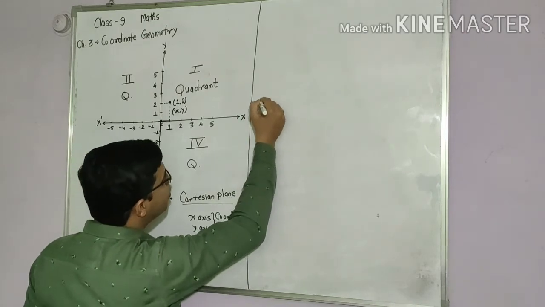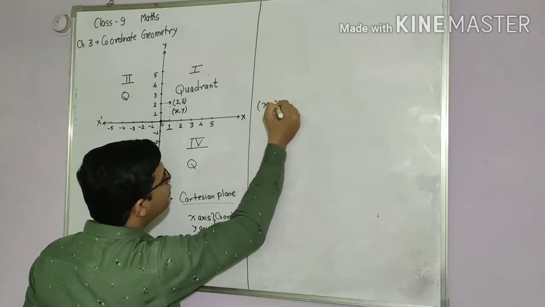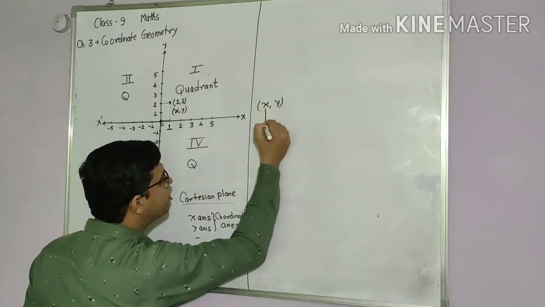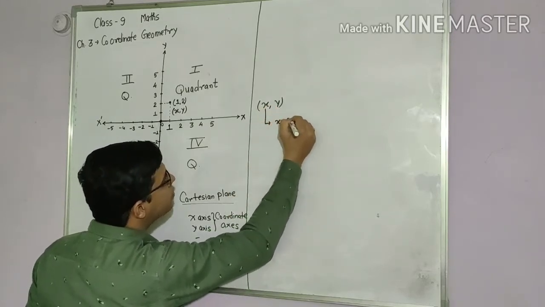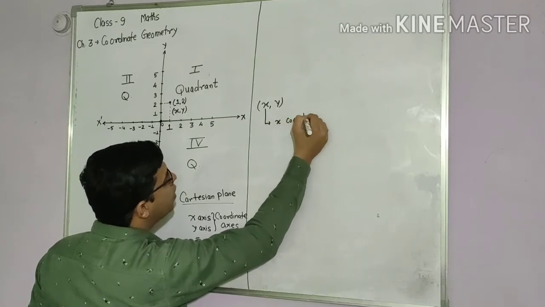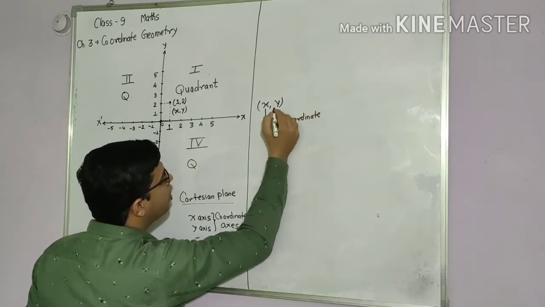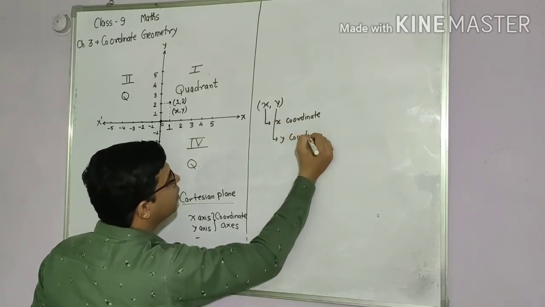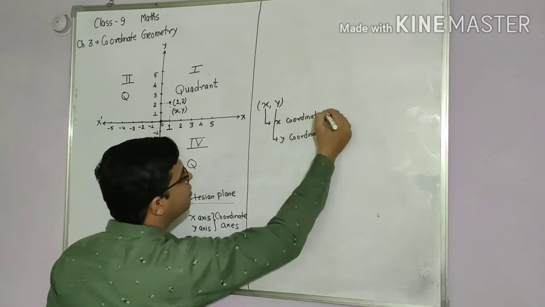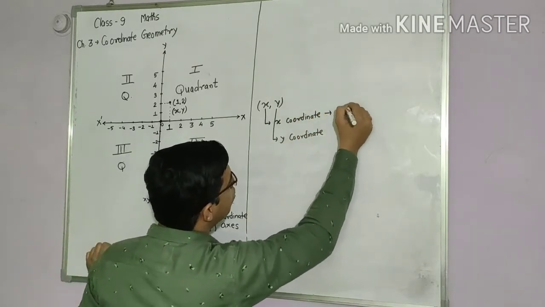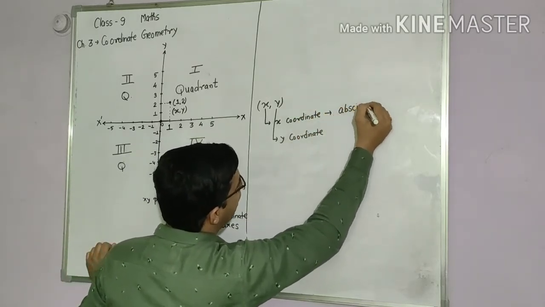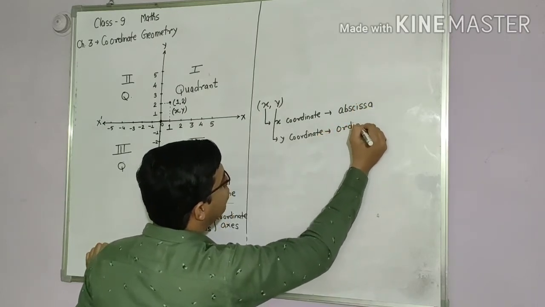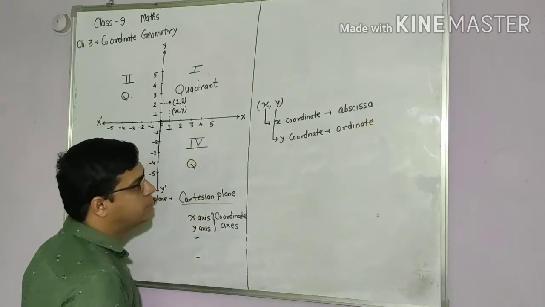Any point is described by 2 values, that is x is called x coordinate and this y is called y coordinate. Now one more thing, this x coordinate is also called abscissa and y coordinate is also called ordinate.